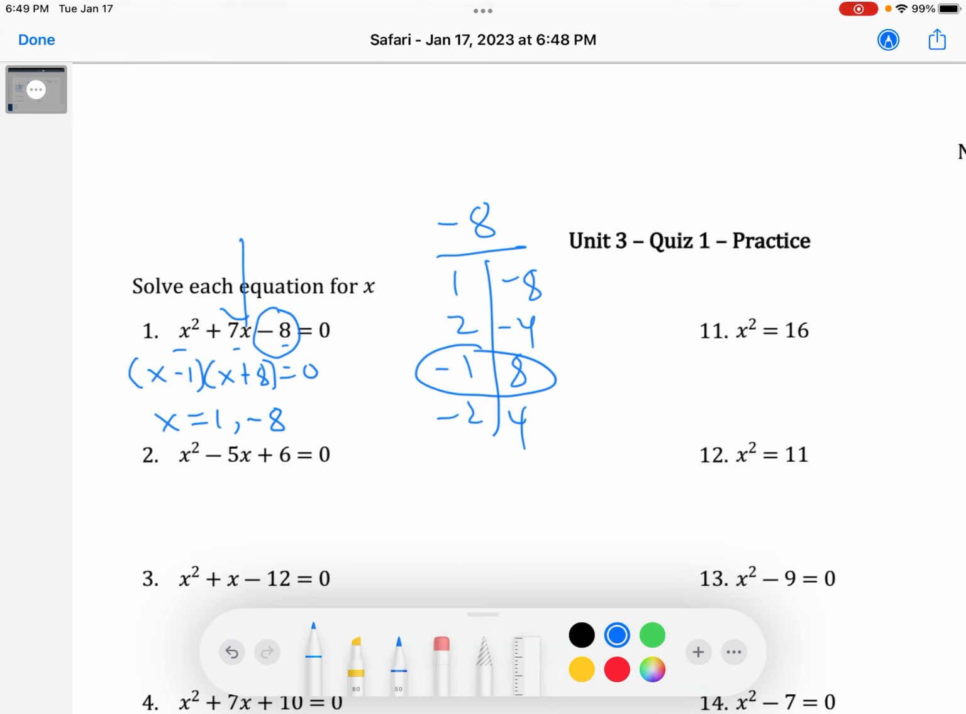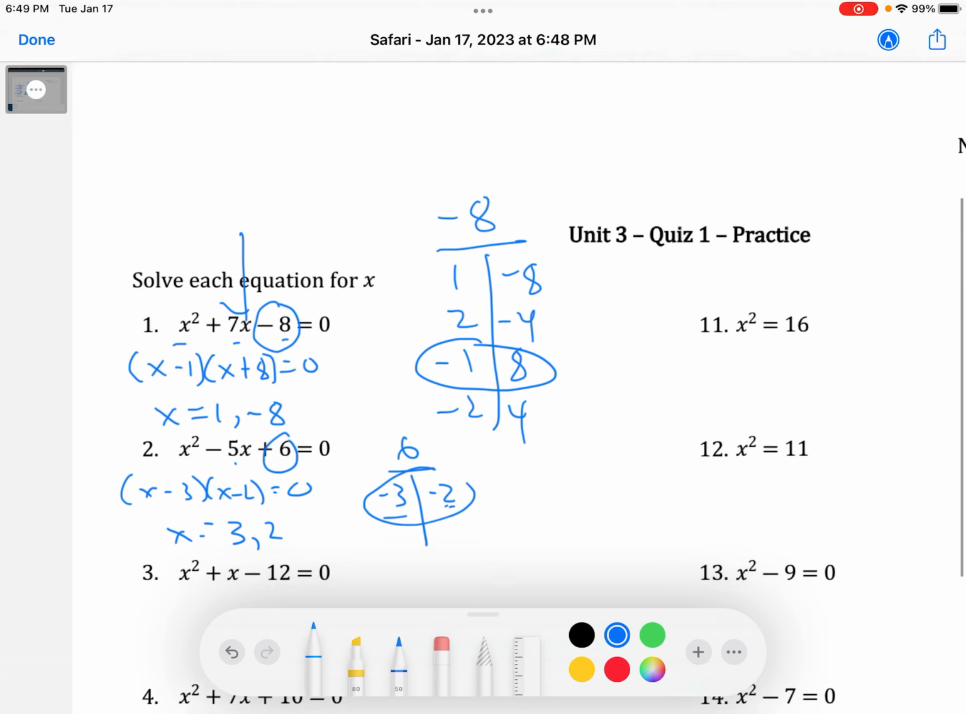Okay, this next question. Try to factor this. Positive 6, -3, -2. Negative times a negative multiplies to be a positive 6. And they also add up to be that -5. So I get x minus 3, x minus 2 equals 0. So my solutions are positive 3 and positive 2.